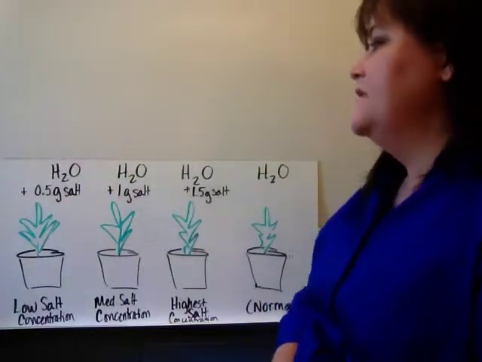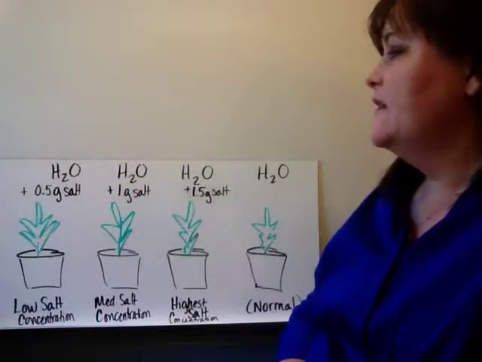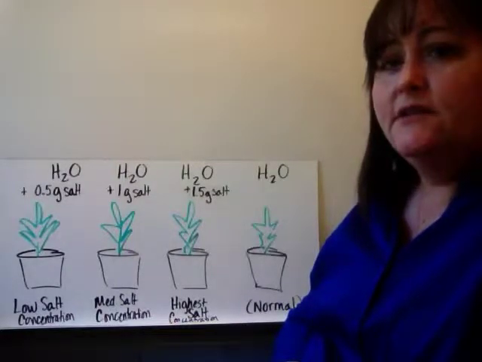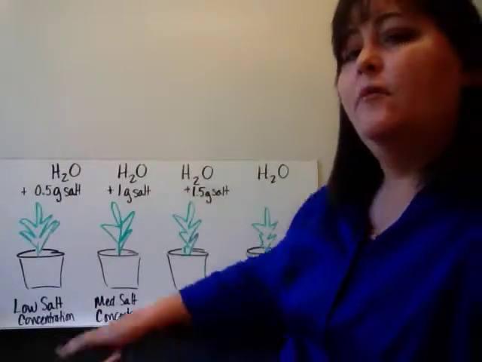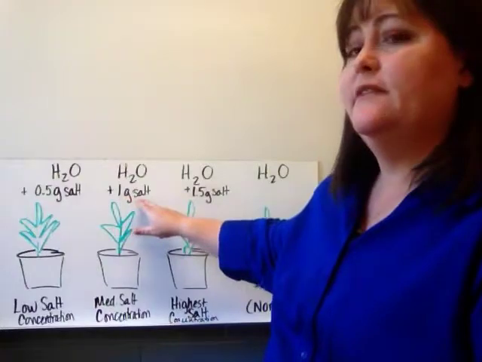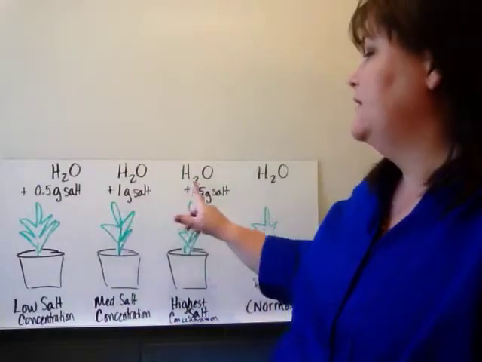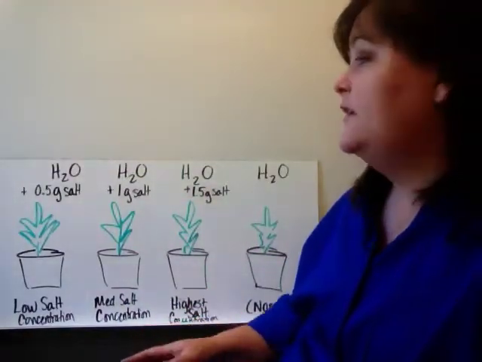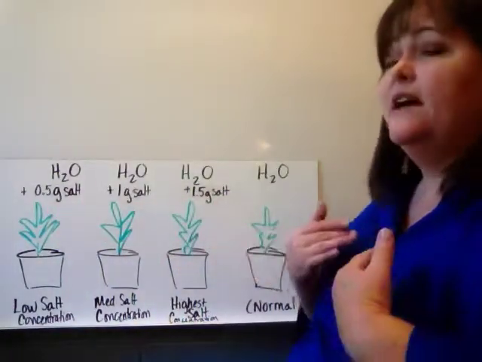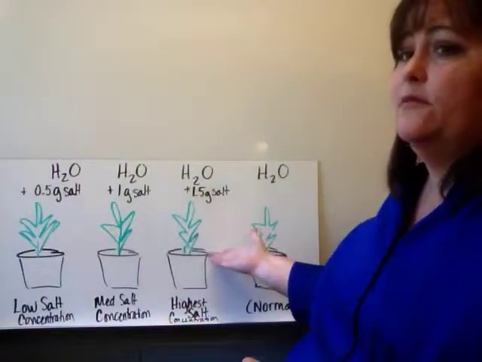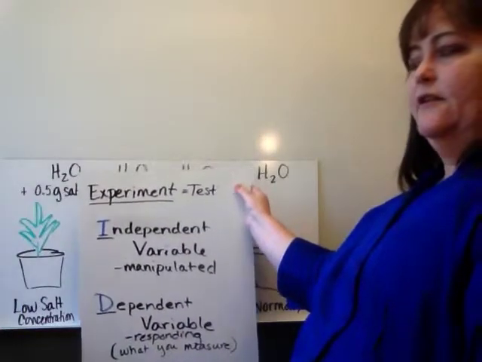This experiment might be done to determine what effect salt concentration has on the growth of plants. So my purpose was to see what effect it had, and my independent variable is how much salt I give each plant. I decide that I want to give this one 0.5 grams, this one 1, and this one 1.5. I could have decided to give this one 10 grams, this one 20 grams, and this one 30, but I decided I just wanted 0.5, 1, and 1.5. Since I decided it, that's the independent variable.